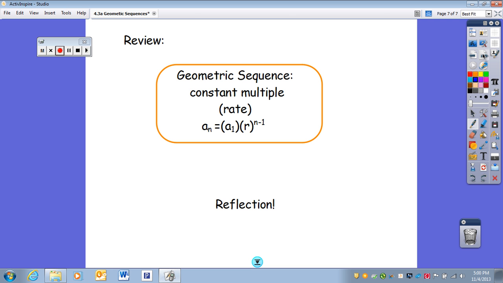So, to review, remember a geometric sequence has a constant multiple called a rate. To write a rule, which is the explicit rule, we start with our a sub n, and that equals a sub 1, which is our first term, times the constant rate r to the n minus 1 power. Please remember to complete the reflection.